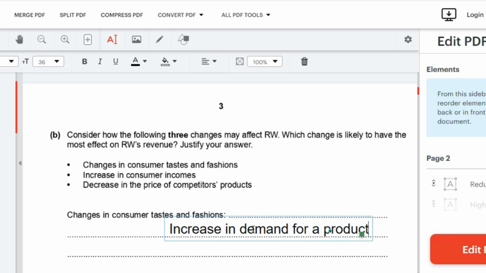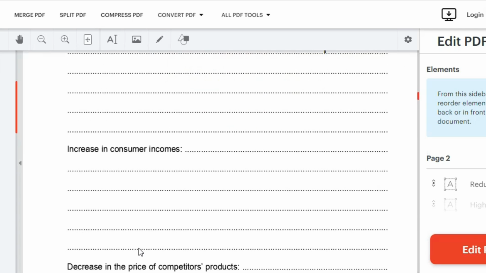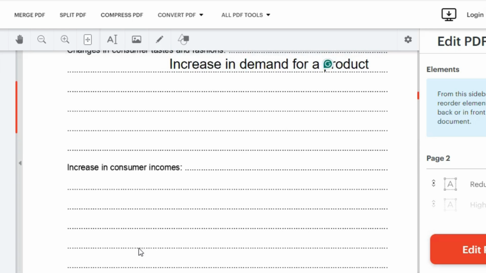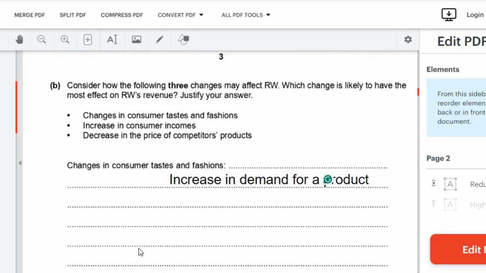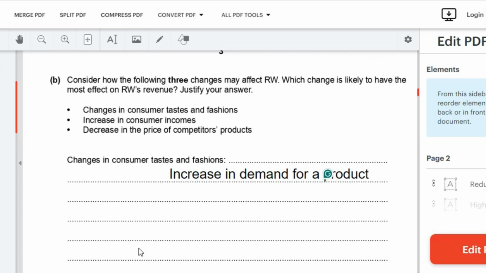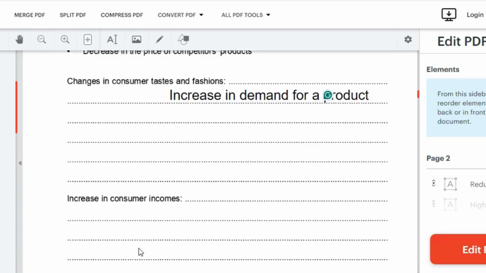What can actually lead to this increase in demand for a product due to changes in consumer taste and fashion? Of course, many products might need to be introduced to meet the changing consumer needs, which can also lead to an increase in cost, but it can also lead to an increase in the revenue of the company, because when they meet the consumer taste of the people, they will actually purchase more of their products.